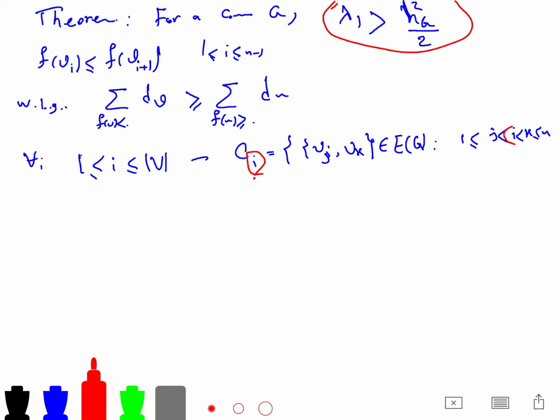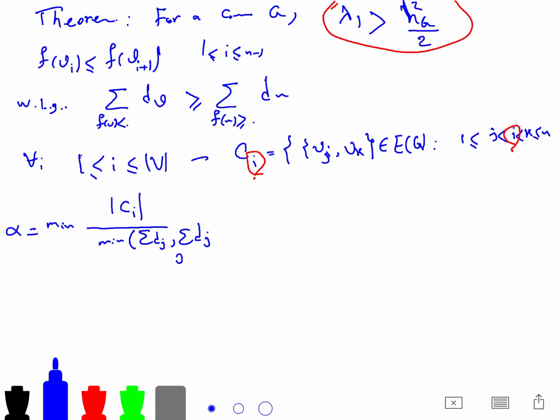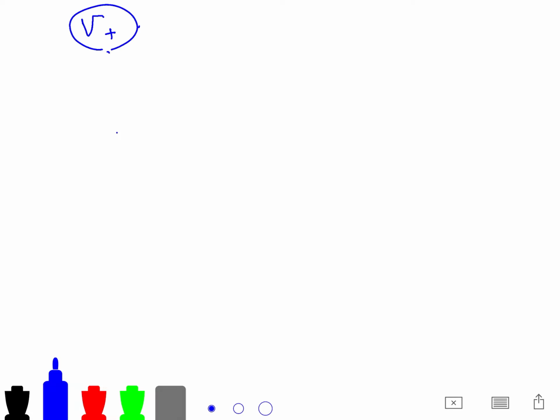So this i separates the vertices. And so it is clear that this minimum, let's call it alpha, the minimum of C_i over the minimum of the sum of d_j for j less than or equal to i and the sum of d_j for j greater than i, is clear to be greater than or equal to h of G. And we can consider the set V plus of vertices, I mean all vertices where f is greater than or equal to 0, and the corresponding edges E plus, all edges where either u or v is in V plus.